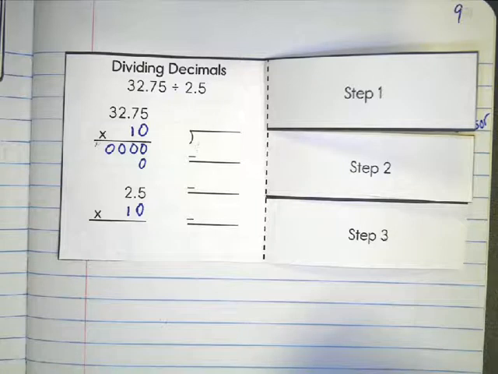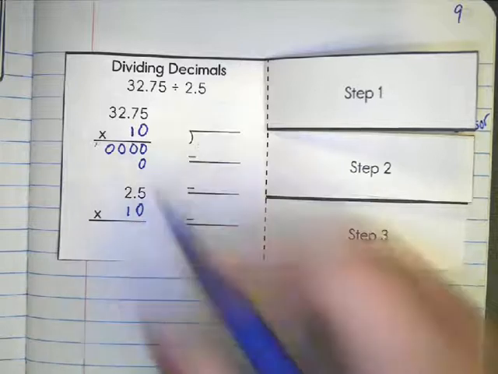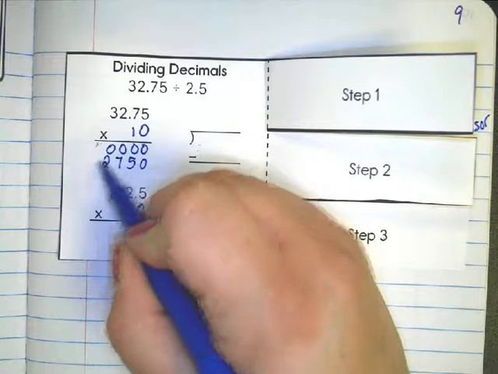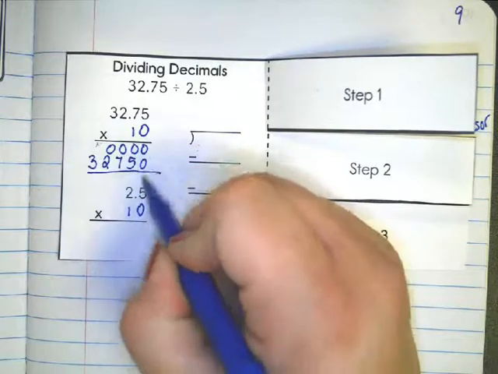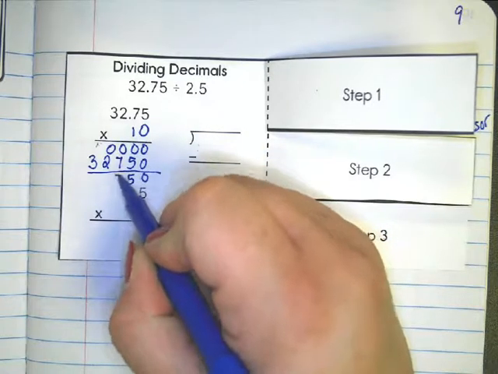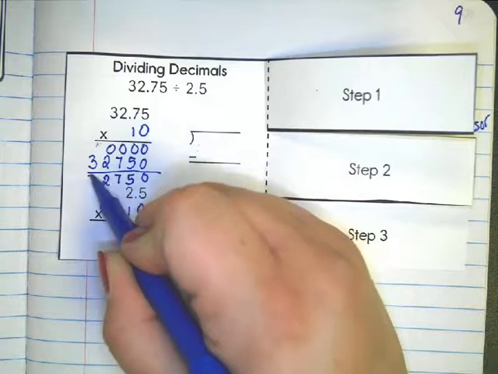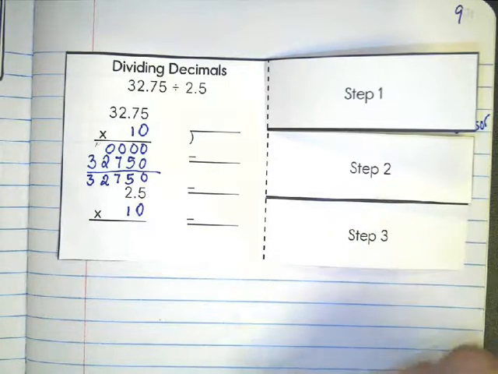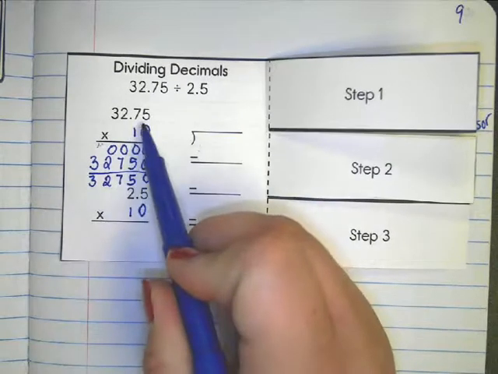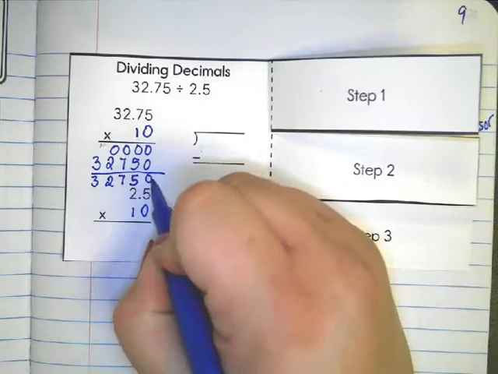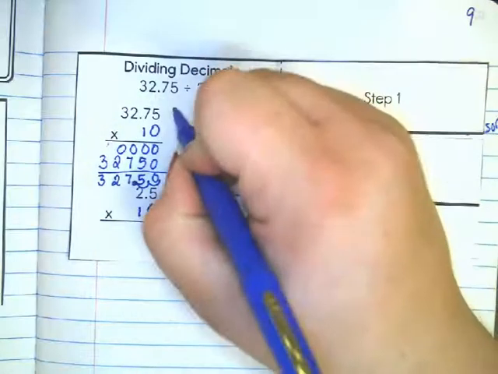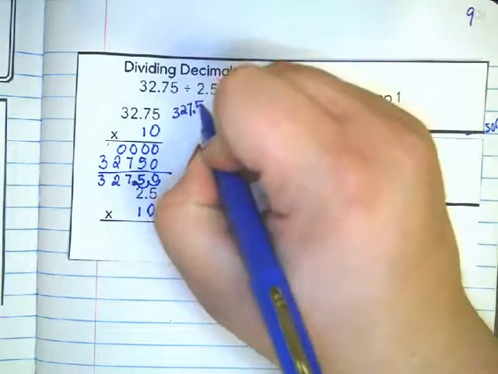Now I'm going to do 5, 7, 7, 2, 2, 3. So I've got 0, 5, 7, 2, 3. Now, how many numbers are behind my decimal up here? 2. So I move my decimal 2 times. So now I've ended up with 327.5.